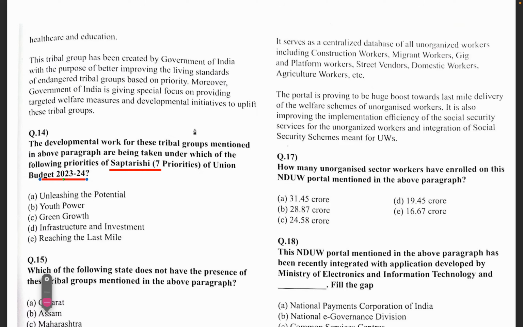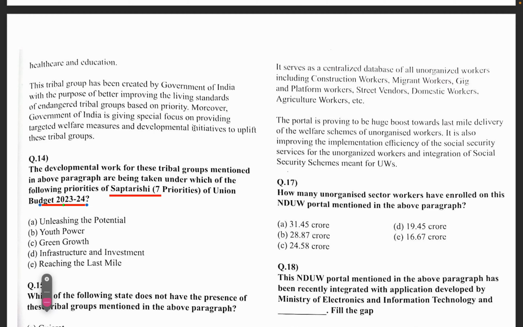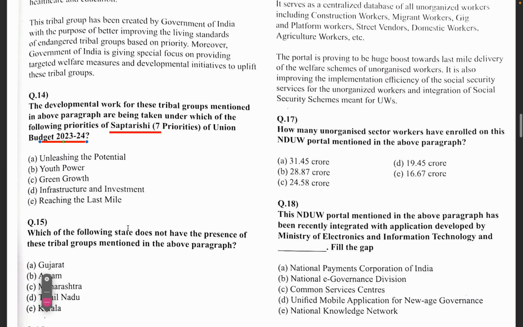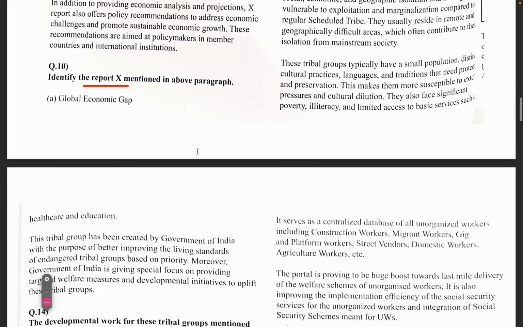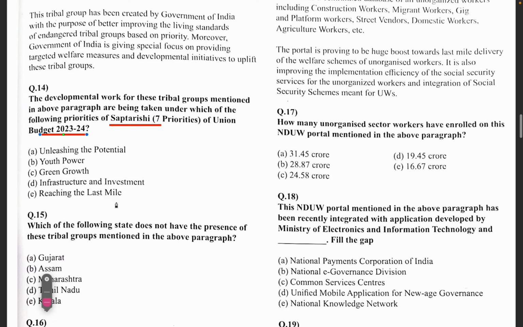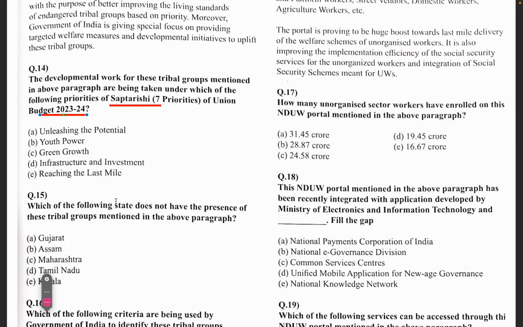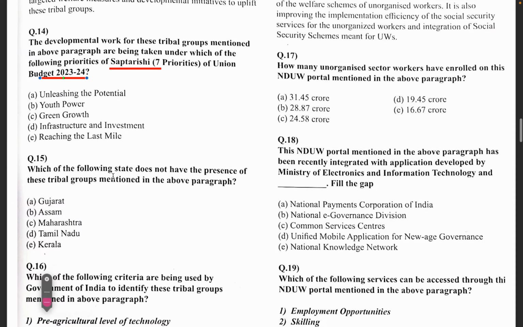Why have they asked this question? This question is particularly on the PVTG. So what they specifically want to do is, in the union budget there was a budget allocated for this, so they asked a question on this. Now not just this, they are asking a detailed question. They could have asked what this scheme is and which tribal group it is related to, but now they are asking a more difficult question.